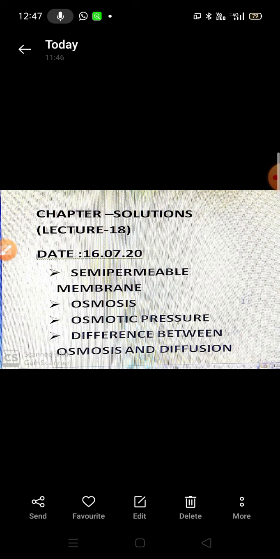Osmosis is the phenomenon in which there is flow of solvent through a semi-permeable membrane from pure solvent to the solution. This is called osmosis. That means, in other words, we can say flow from a less concentrated solution to a more concentrated solution through a semi-permeable membrane.